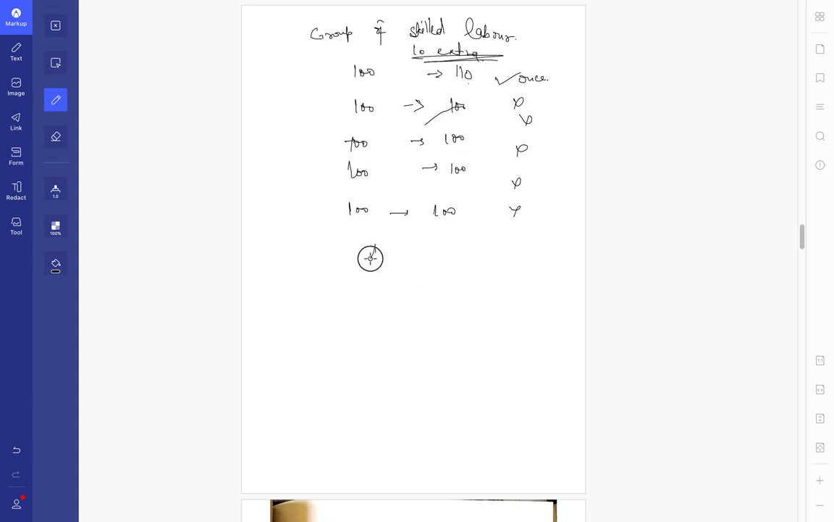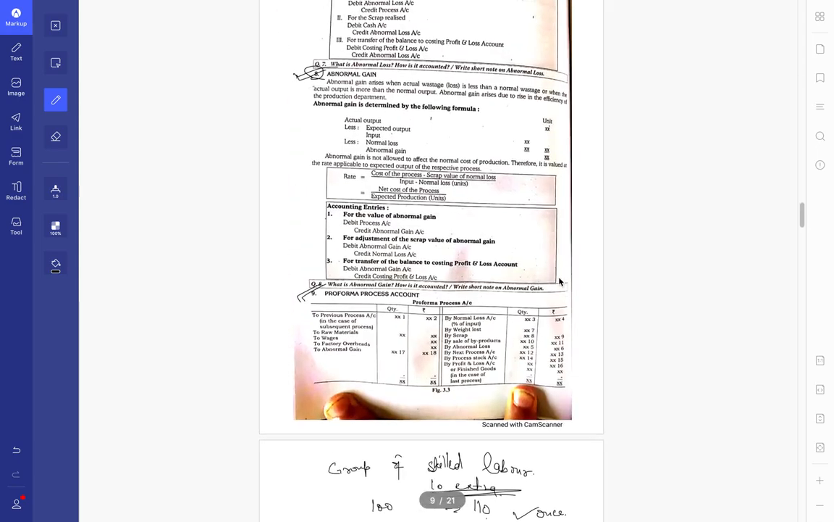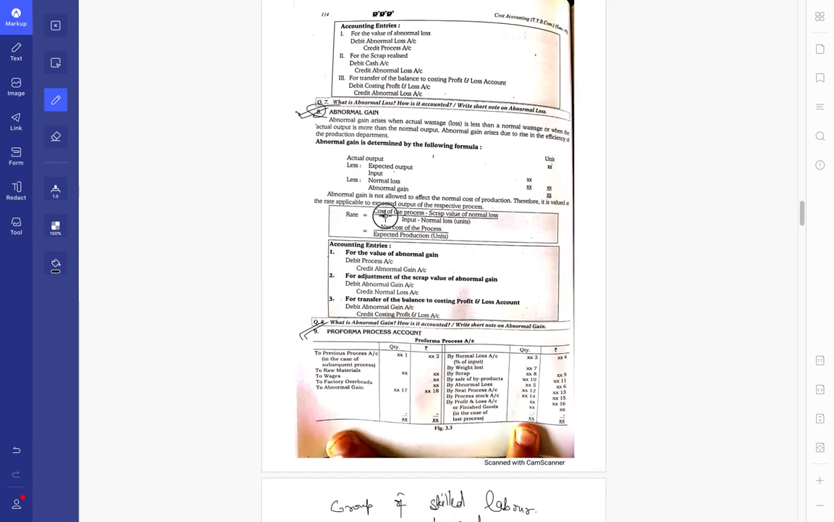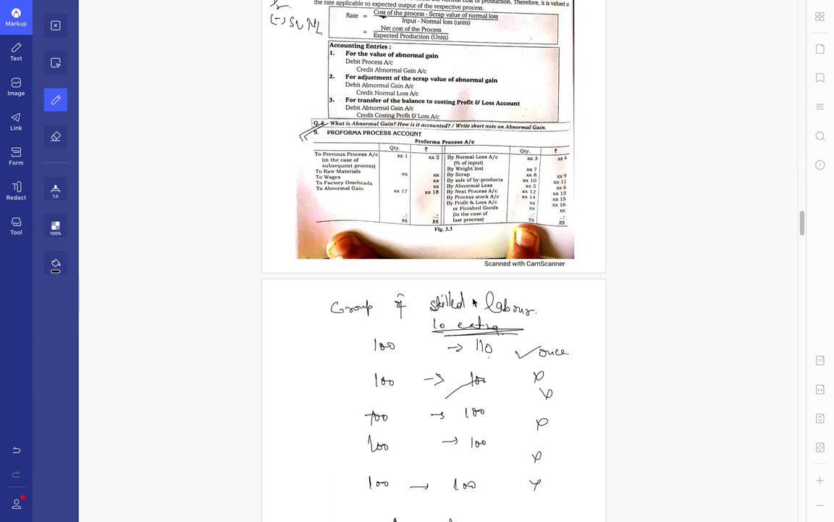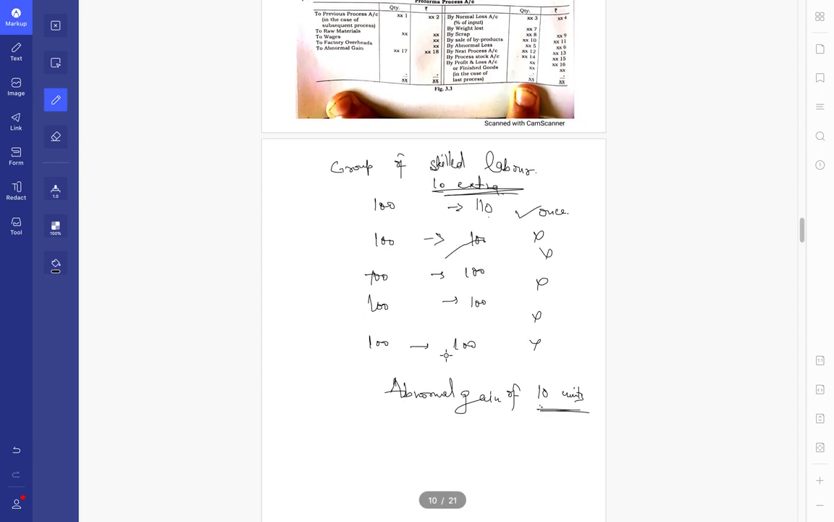This 10 extra is your abnormal gain. These 10 units are your abnormal gain. So if you see over here, you have 10 units of abnormal gain. How would you treat it? At what cost would you charge it? So again, we have a formula: cost of the process, all the amounts on the debit side, minus any scrap value for normal loss, which again in this example we did not incur, but it may happen.